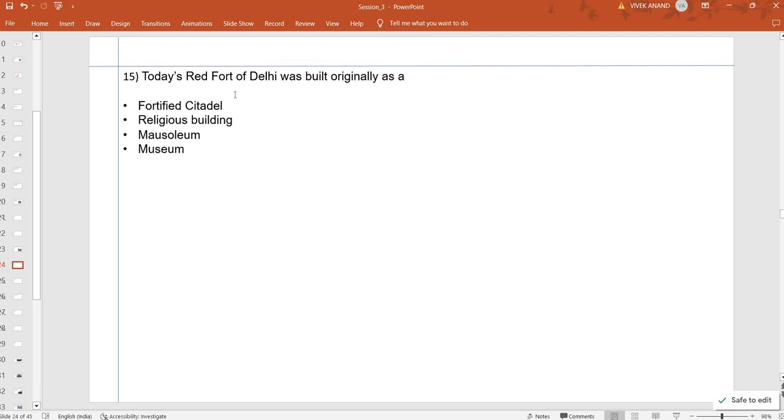Today's Red Fort of Delhi was built originally as a what? A fortified citadel, yeah, that's right. It's a fort only, and it has a religious building inside, but it's not originally a religious building. There is a museum also inside. So the right answer is fortified citadel. There's not much to discuss here.